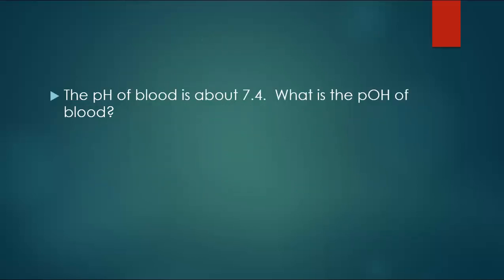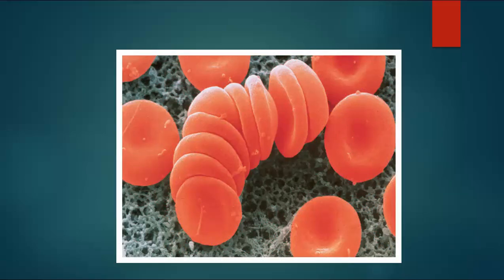All right. So pH 7.4. What's pOH? 14 minus 7.4. Blood cells need to live around 7.4. From 6.8 to 7.4 is where the living stuff in blood can live. Outside of that, we're in trouble.